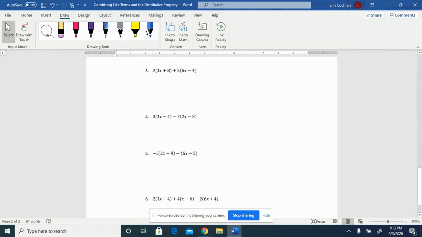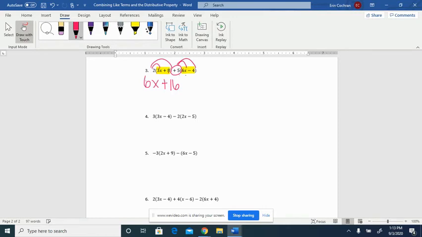Number 3, looking inside your parenthesis, 3x plus 8, 6x minus 4. Those are not like terms, so we can't combine them, but we can remove the parentheses by distributing. So we're going to take 2 times everything. So 2 times 3x is 6x. 2 times a positive 8 is a positive 16. Now for this 5, it's plus 5, so that's a positive 5. So we're going to distribute a positive 5 to everything. So positive 5 times 6x is a positive 30x. Positive 5 times a negative 4 is a negative 20, so we put a minus sign.